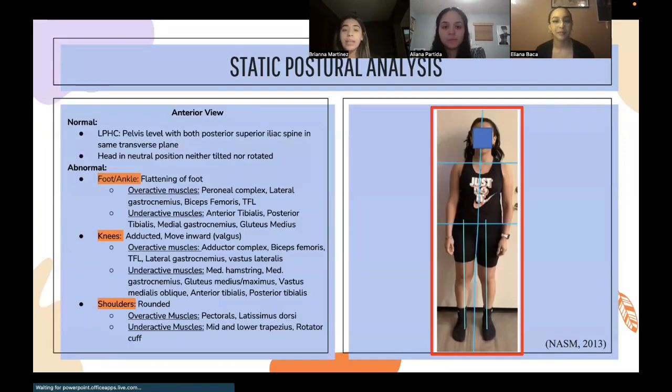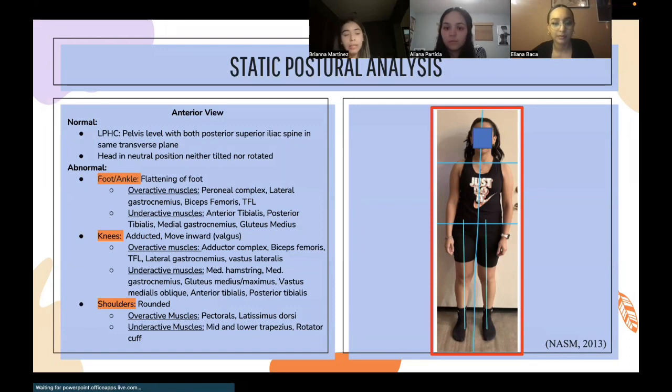Okay. So as for the static postural analysis, we're going to be discovering the standing position that an individual is in before movement occurs. So this can be just the position that an individual is in when they are standing in a resting position. So for the normal findings that we found, we can see that her pelvis is level with both posterior superior iliac spines in the same transverse plane. It can be seen that her head is in a neutral position and it's neither tilted nor rotated.